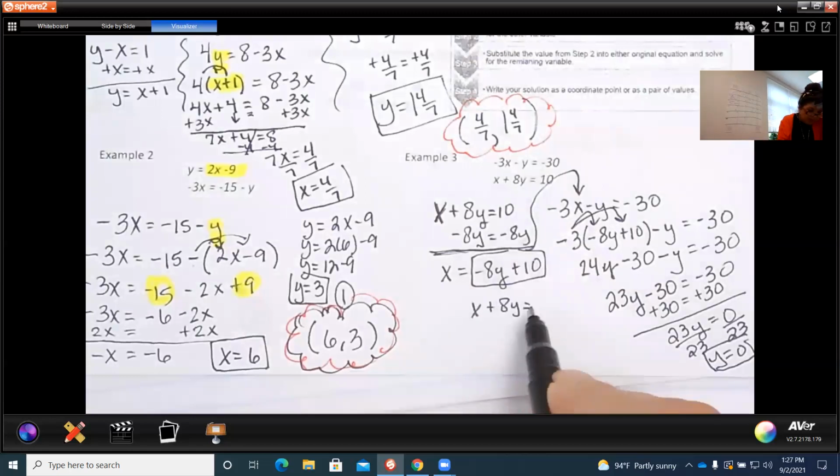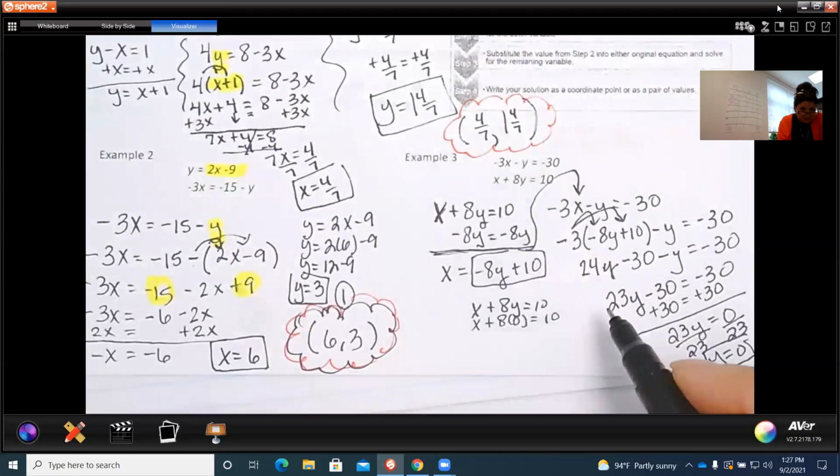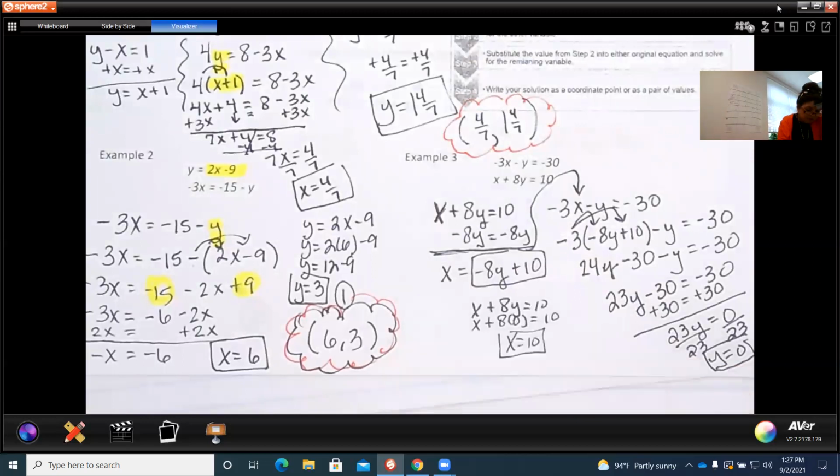So if y is 0, that's going to be x plus 8 times 0 equals 10. Well, what is 8 times 0? So x plus 0 equals 10. So we know x equals 10. So what's my answer? 10, 0. Boom. Y'all down with that? Anybody confused thoroughly? Are we okay? Okay, excellent.